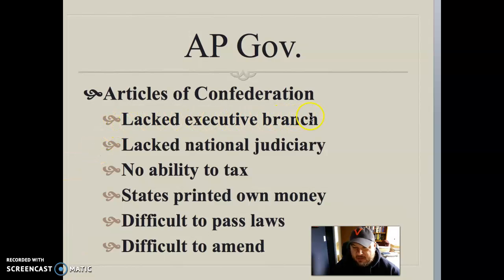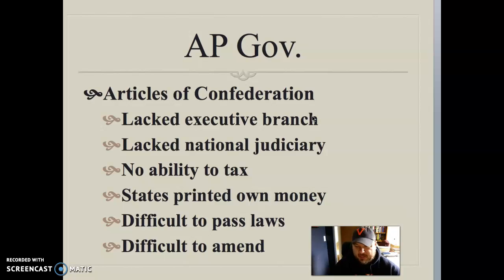Okay, major problems with the Articles of Confederation. They lacked an executive branch. There was no president. So as we kind of learned about in Unit 10, the big thing the president does is enforce laws. So there was nobody really there to enforce the laws of the United States under the Articles of Confederation, because we had no executive branch and no president. So that was a major problem.